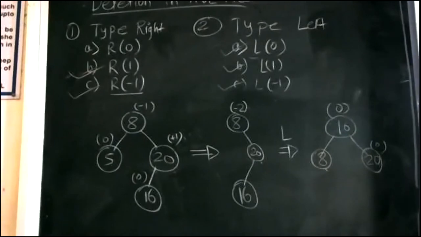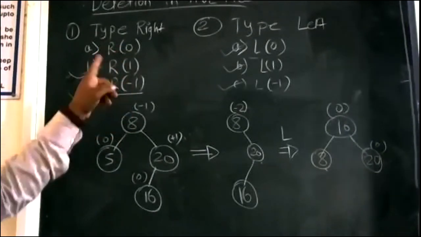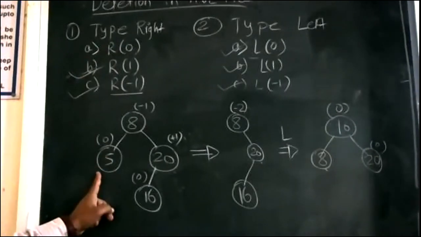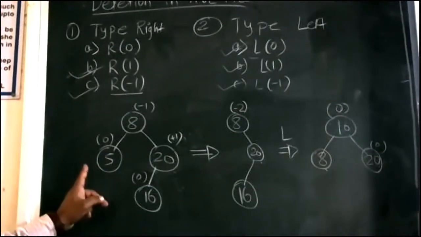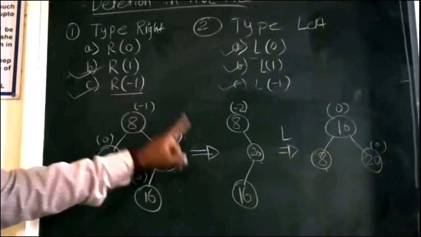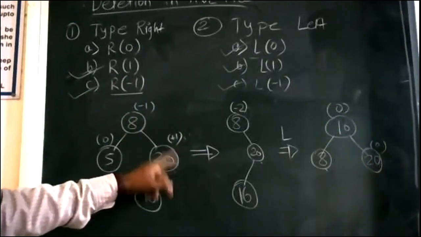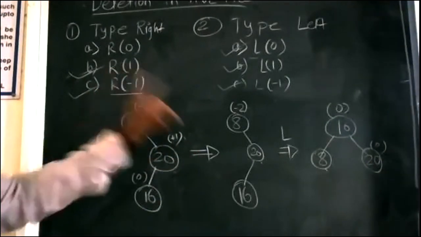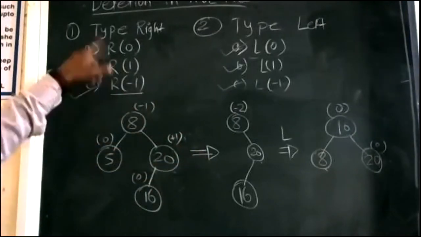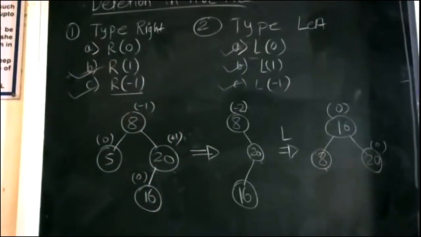Now all of you understood. So these types we are deciding by considering which element you are deleting and the sibling node on the other side. The sibling node balance factor of the other side we are considering to decide these types 0, 1 and -1.